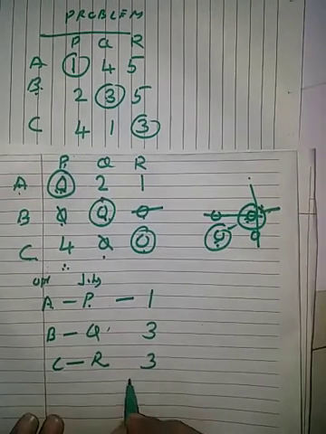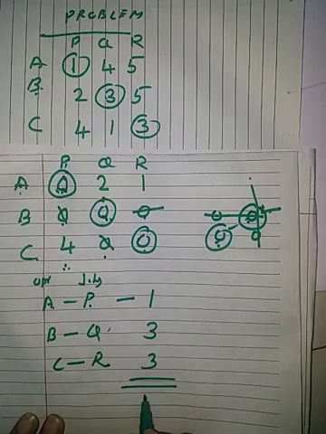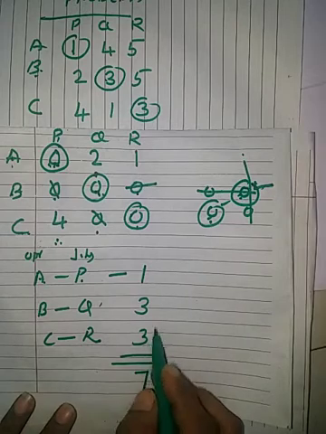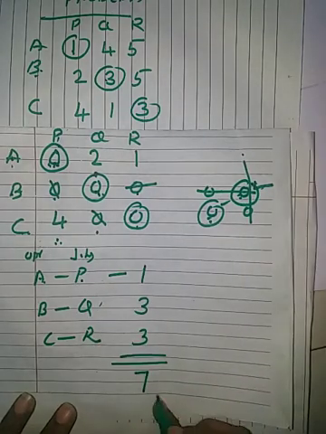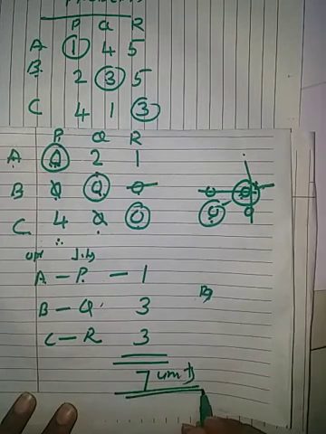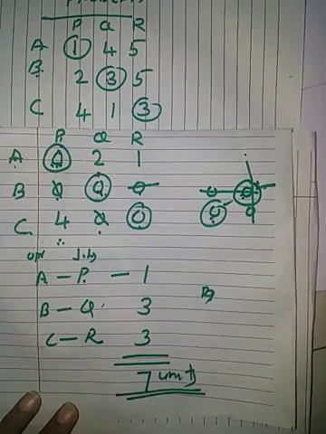Even now your steps are not over, you have to add these. One more remaining. If hours are given, you have to write hours. If rupees are given, you have to write rupees. Otherwise you write units. Minimum is 7 units.